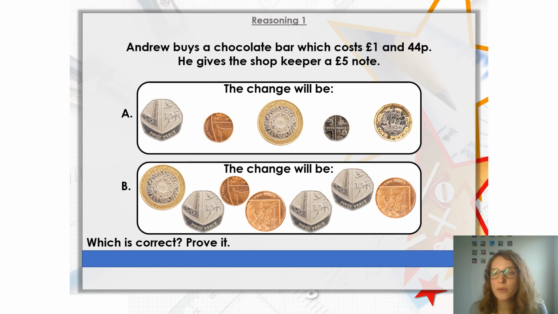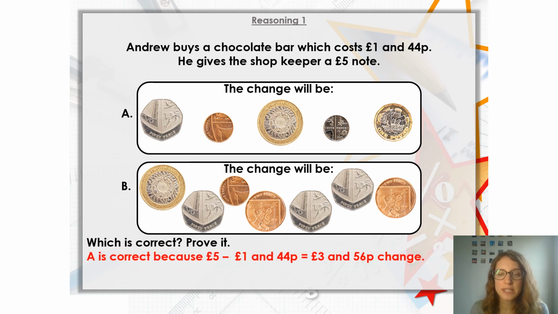Okay, so you could start with £5 and then take away the £1, taking us to £4, and then take away the extra 44 pence. Or you can start at £1.44 and count on. So then add till you get to the next multiple of 10. So add 6 pence, so you get to £1.50. Add another 50 pence, so you get up to £2. And then you could do a bigger jump, getting you up to £5. Okay, so £5, take away £1 and 44 pence equals £3.56. Okay, so A is the correct amount.